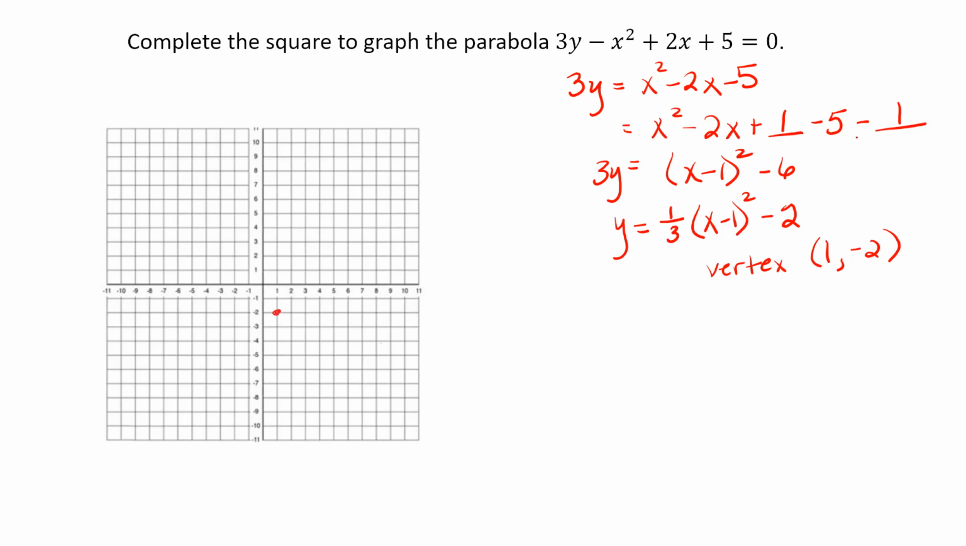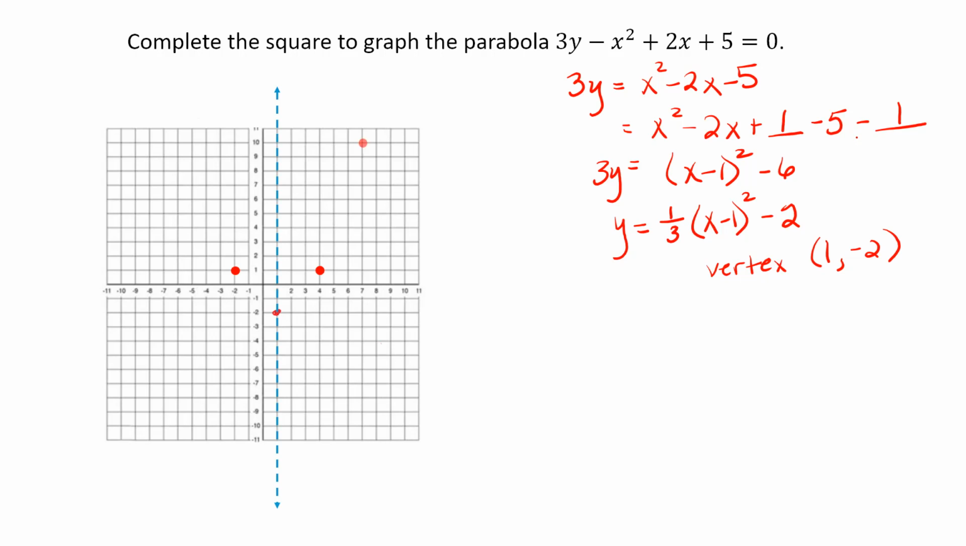So first of all, we know that the axis of symmetry is the vertical line that goes through the vertex. So it's going to be that line right there, the line x equals 1. And then we can pick some other points. If I put 4 into this equation, I'll have 1/3 times 4 minus 1, 1/3 times 3 squared. So that's 3 minus 2 is 1. And so since this is symmetric about that blue line, we're going to have another point just like it, 3 away from the vertical line.